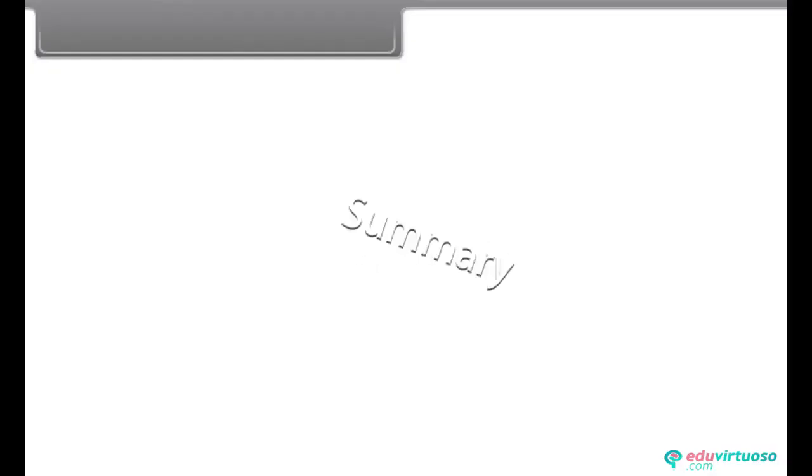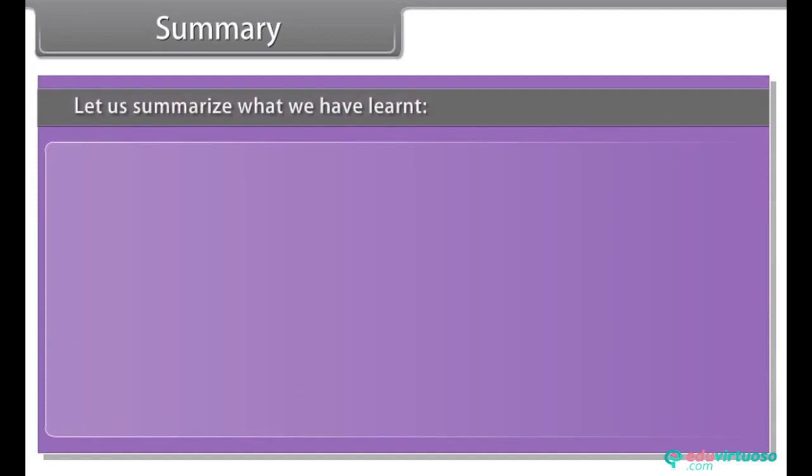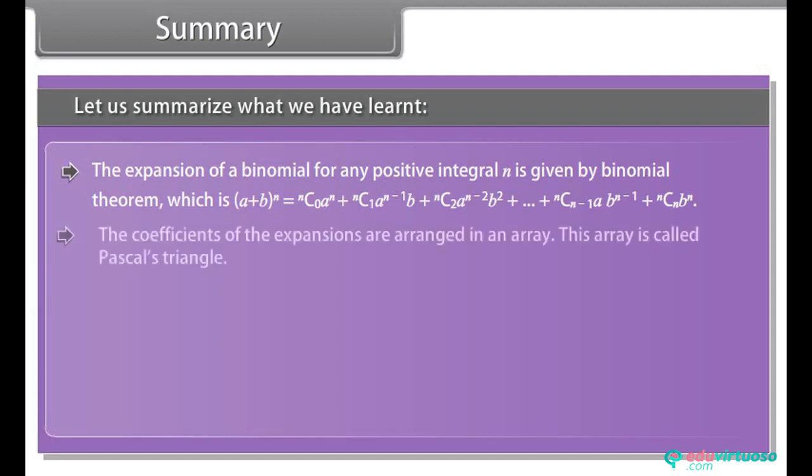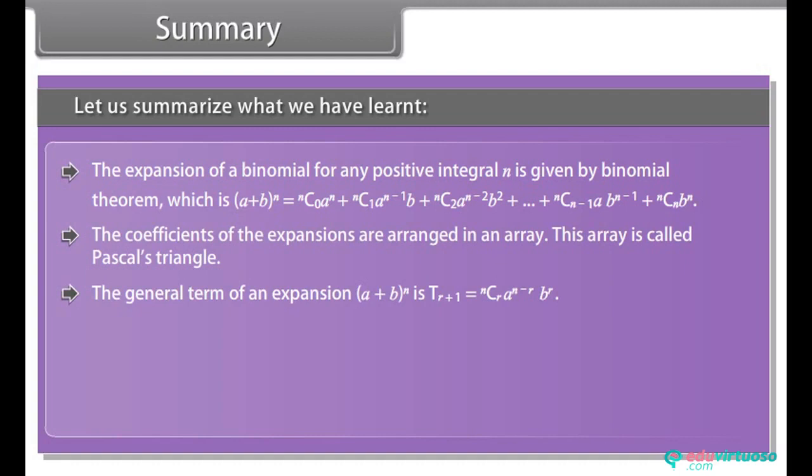Summary. Let us summarize what we have learned. The expansion of a binomial for any positive integral n is given by the binomial theorem, in which the coefficients of the expansions are arranged in an array. This array is called Pascal's triangle. The general term of an expansion.